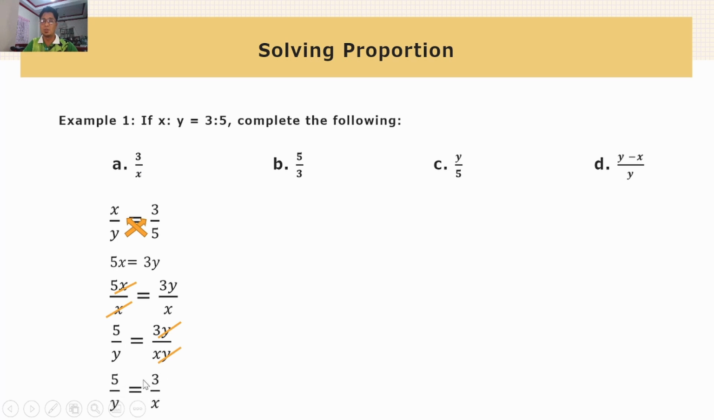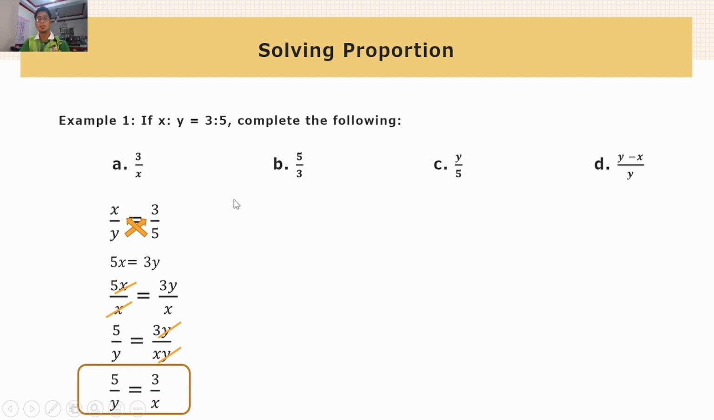Ayan. So, ano yung katumbas ng 3x natin? 5 over y. So, ulitin ko. Ano yung katumbas ng 3 over x, should I say? Ang katumbas po, 5 over y. This will be the final answer para sa letter A.